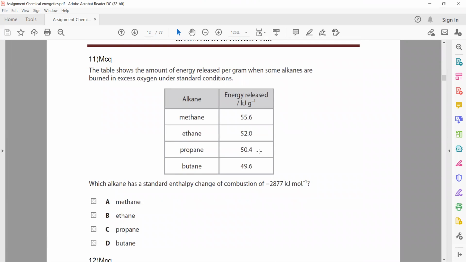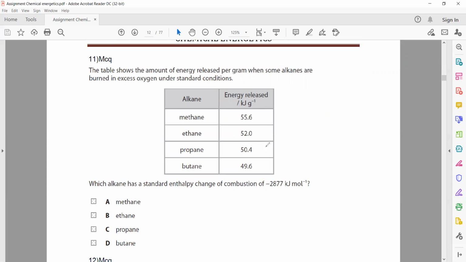Question 11. The table shows the amount of energy released per gram when some alkanes are burned in excess oxygen under standard conditions. So the energy release is given in kilojoule per gram. Which alkane has a standard enthalpy change of combustion of minus 2877 kilojoule per mole? This is per gram, like the energy released when 1 gram is burned.